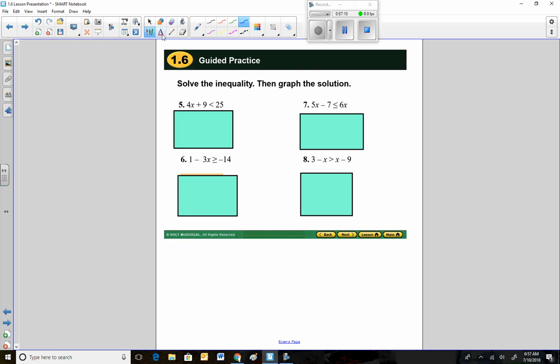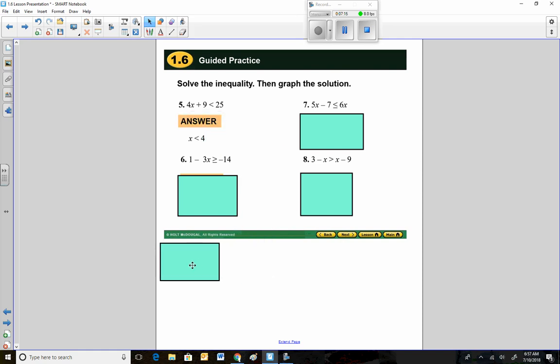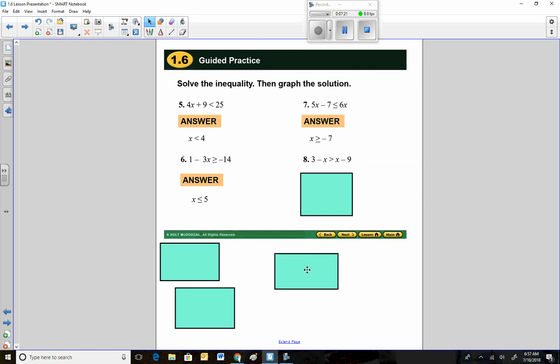Welcome back. Let's see how you did. The first one, you should have been able to get x is less than 4. For number 6, x is less than or equal to 5. For number 7, x is greater than or equal to negative 7. And for number 8, x is less than 6. Hopefully you did very well on these.